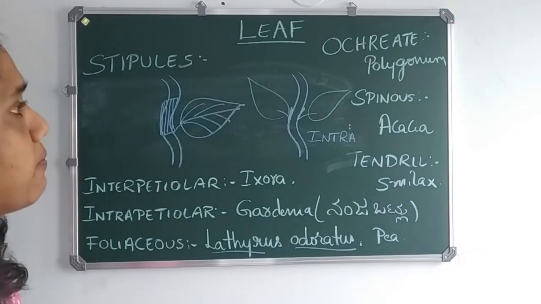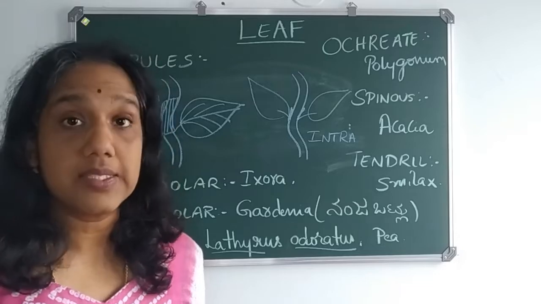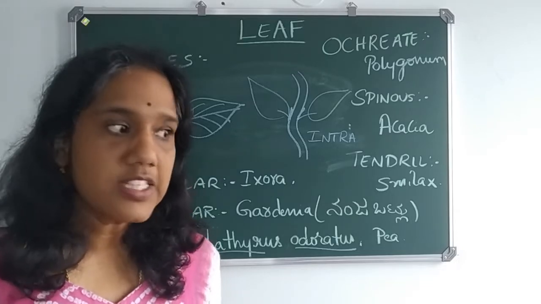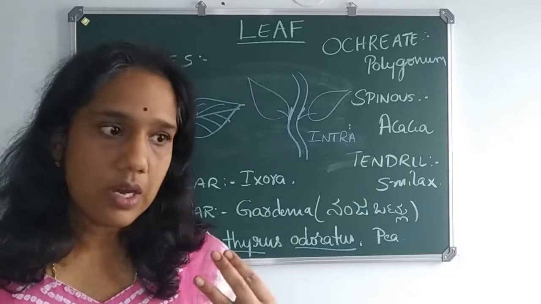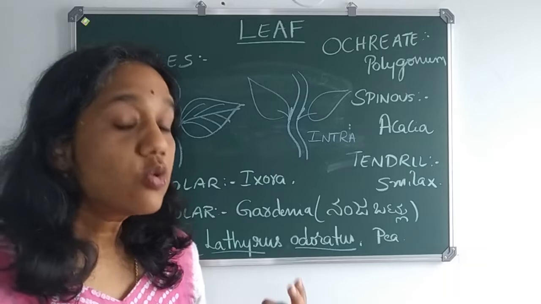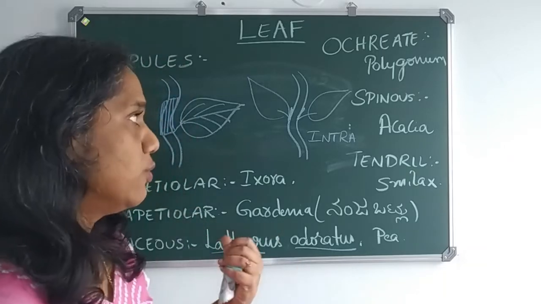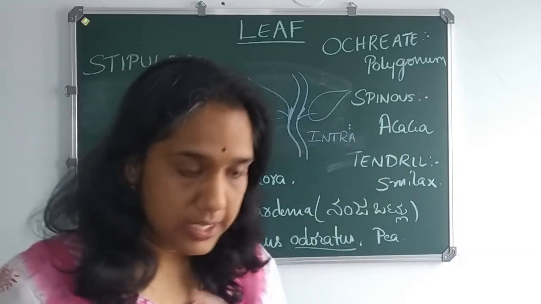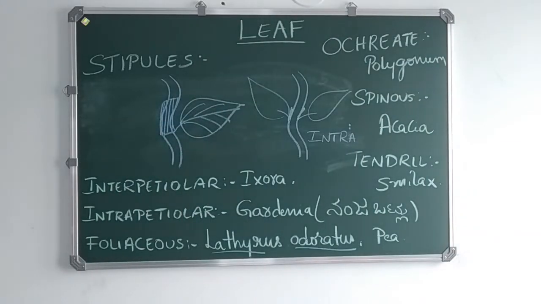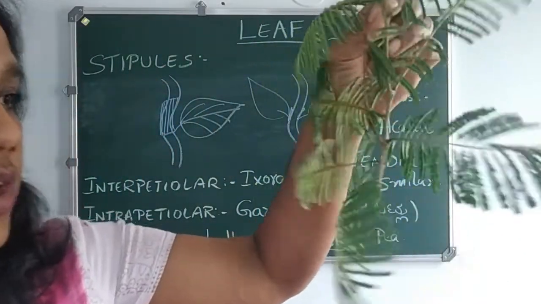Next is spinous. Sometimes in some plants these stipules are modified into spines. Why are they modified into spines? Because the plant doesn't want to be grazed by herbivorous animals. So in order to avoid grazing animals, in certain plants the stipules are modified into spines. Example for this is acacia. Today I have got a sample of acacia here, wherein I can show you how exactly the stipules are modified into a spine.